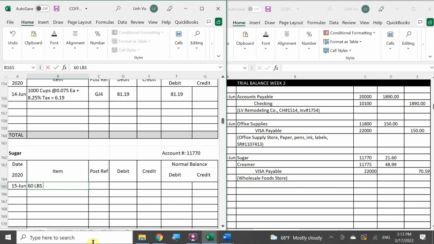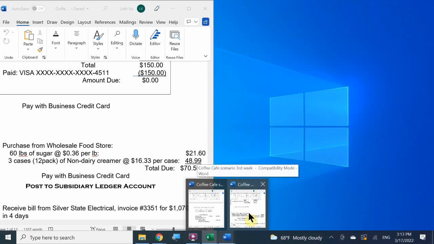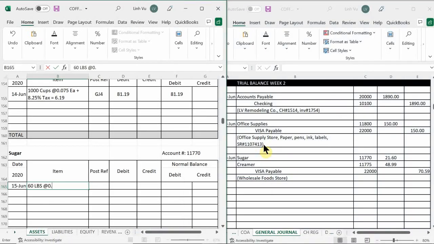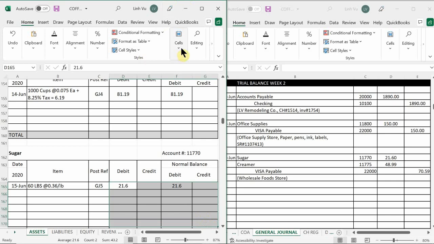Okay. How much was it per pound? $0.36. Okay. We are still on the 5th journal here. And how much in grand total sugar did I purchase? $21.60. Okay.